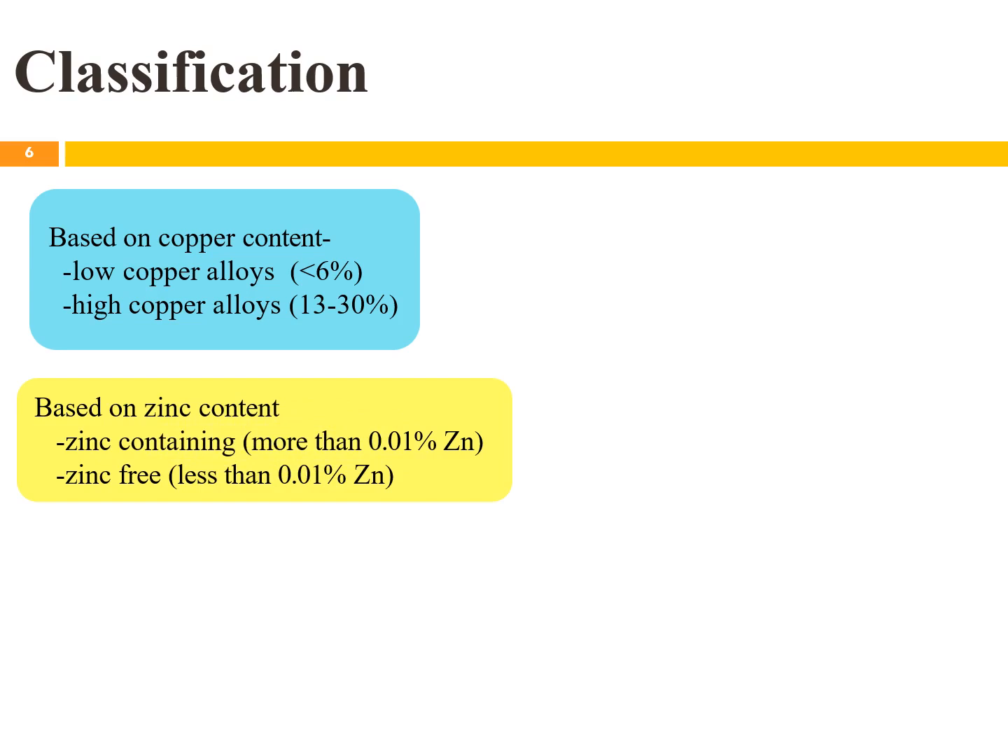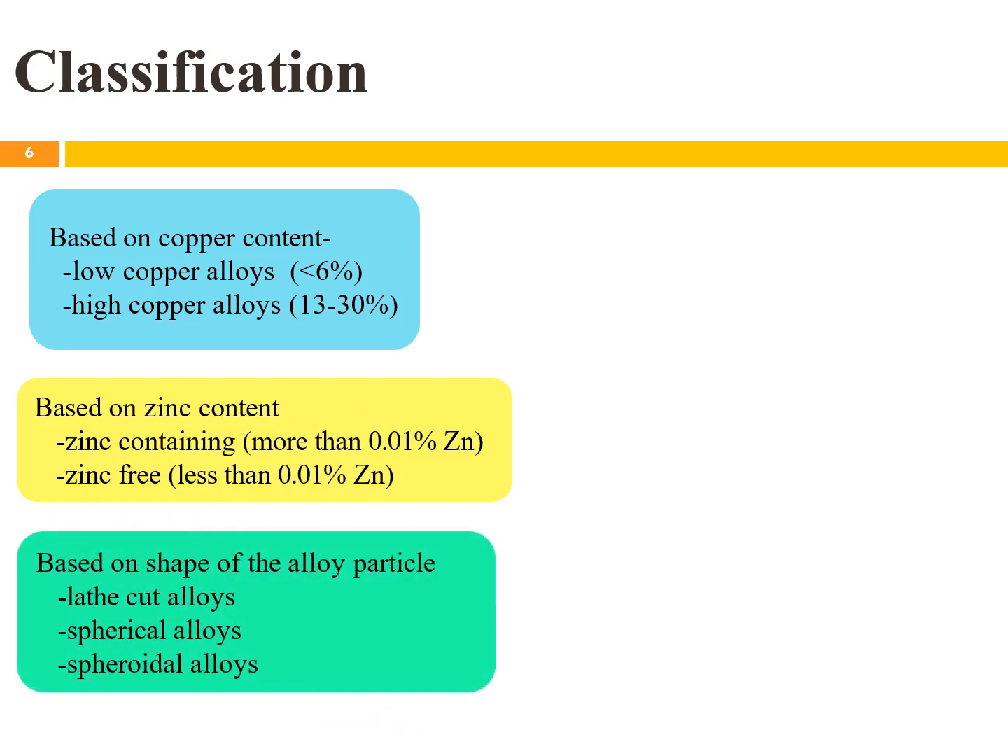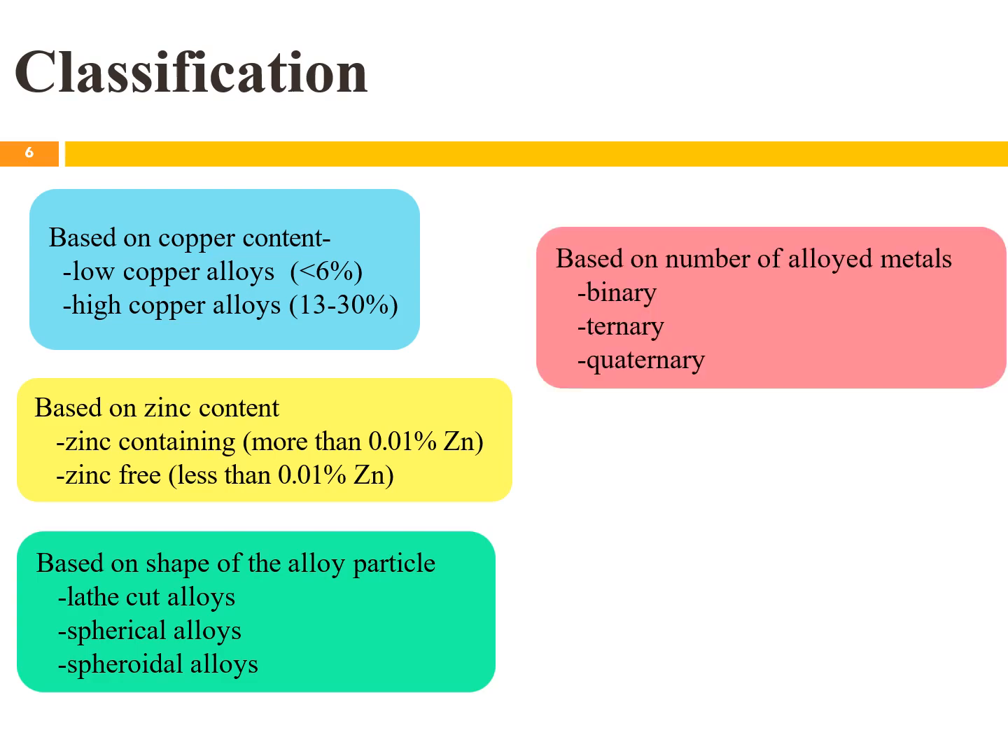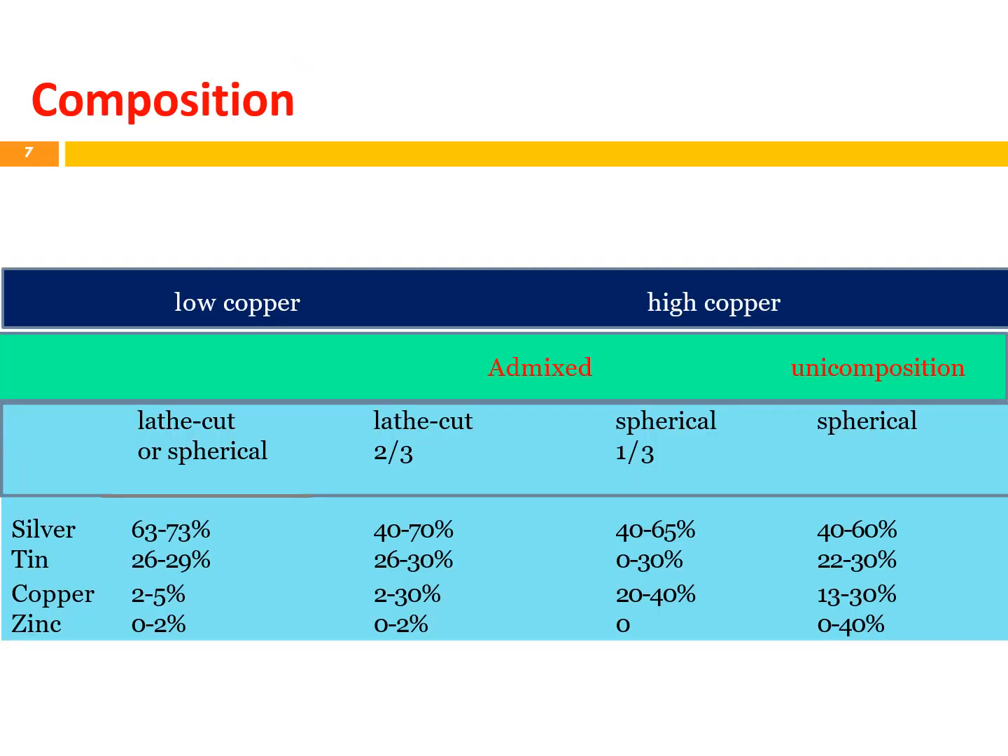Based on zinc content: zinc containing, more than 0.1%, and zinc free, less than 0.1%. Based on shape of alloy particle: lathe cut, spherical alloys, spheroidal alloys. Based on number of alloyed metals: binary, ternary and quaternary. Based on size of the alloy particle: micro cut and macro cut. Based on composition, which includes low and high copper.